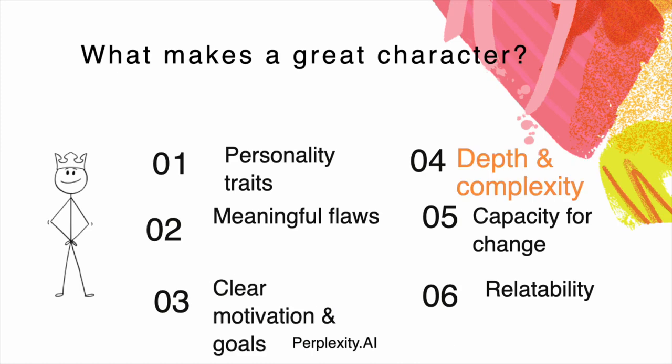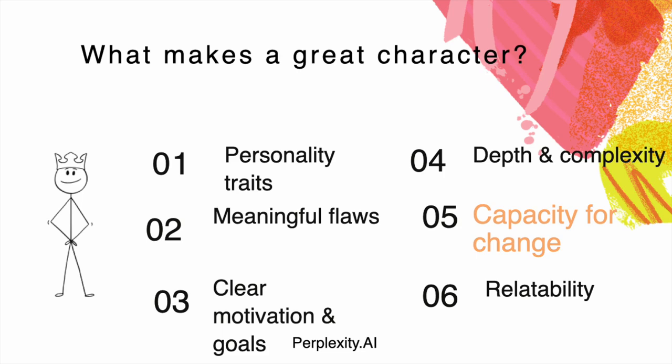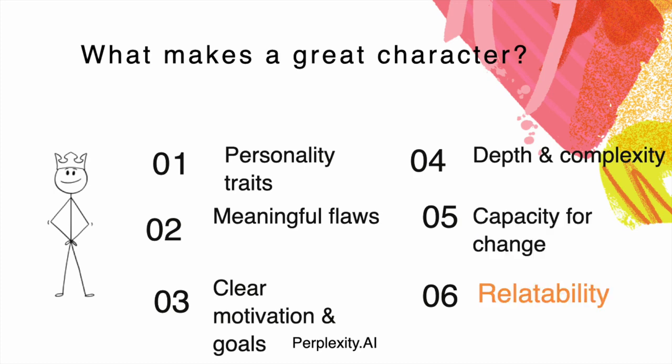Depth and complexity means that great characters have a rich inner life with a backstory that informs their beliefs, behaviors, and worldview. Under capacity for change, the AI said, the best characters undergo meaningful change and growth over the course of the story, evolving as a result of the challenges they face. Under relatability, they must possess recognizable human qualities that allow readers to empathize with their struggles, fears, and desires.